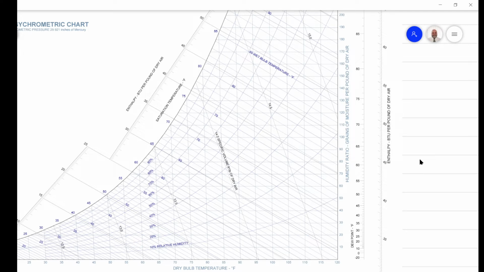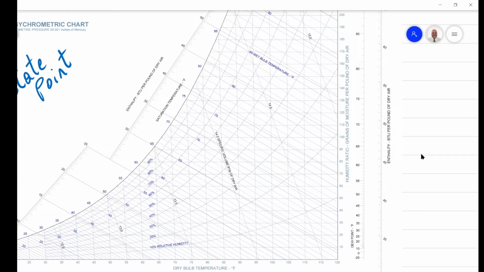And if you have 2 points on this chart, 2 measurements on this chart, you can create what we call a state point. A state point is explaining what the condition of 1 pound of air is.